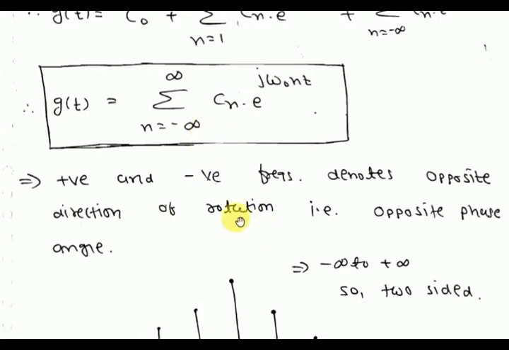In the previous form, the trigonometric Fourier series, only positive frequencies were there, but here positive as well as negative frequencies are both present. Negative frequency denotes the opposite direction of rotation, that is, opposite phase angle.